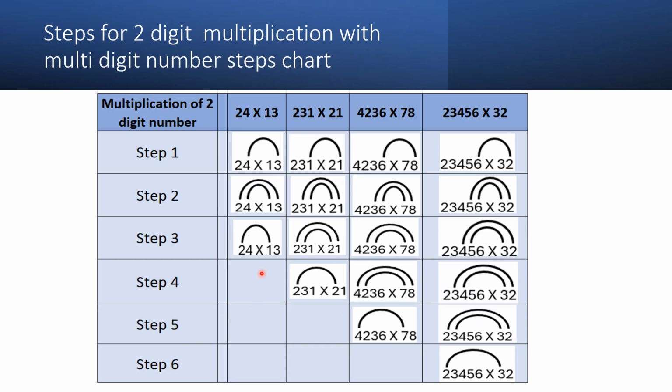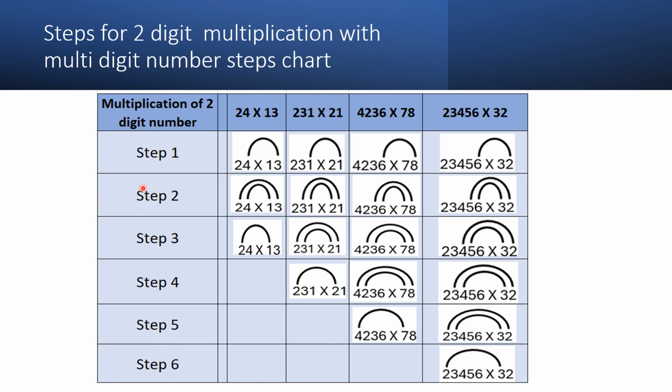So for better understanding, I have just mentioned in a chart a two-digit number multiplied with a two-digit number, then a three-digit number with a two-digit number, a four-digit number with a two-digit number, and a five-digit number with a two-digit number. So here you can see how the steps are increasing, and as the number of digits increases in the multiplicand, the number of steps will also increase.